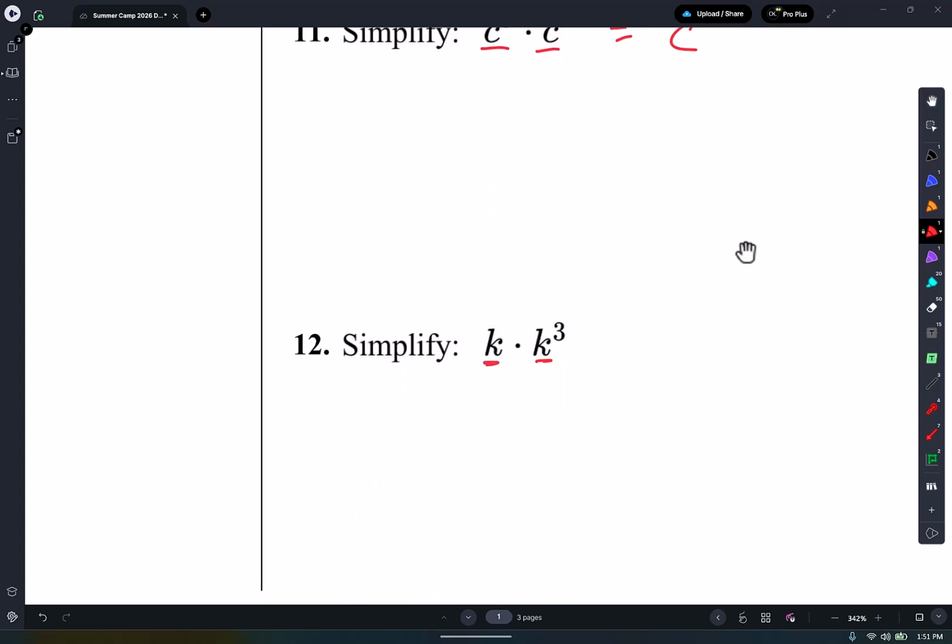What's k times k to the cubed? K to the 4th. Yep, there it is.